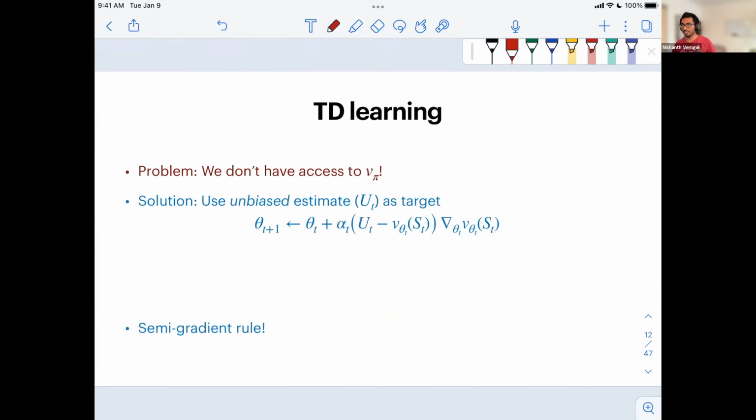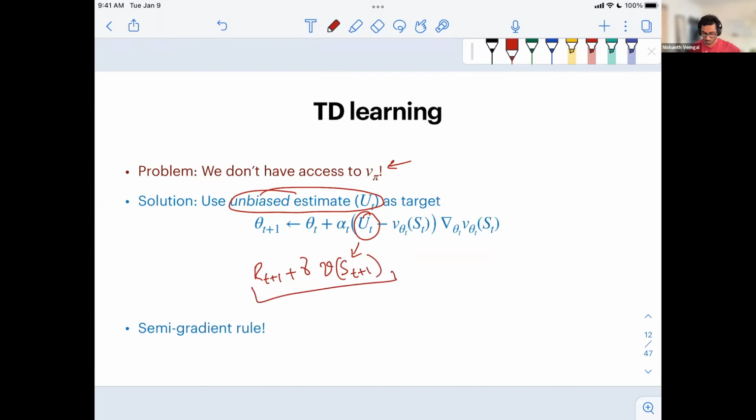That leads me to the next slide, which is: we don't have access to V pi, as I said, but we want to estimate our values to get closer to V pi. So a solution for this is to use an unbiased estimate UT as the target. Our update rule would become the same as before, except in place of V pi of S, we have UT. And this UT can be R(t+1) plus gamma V of S(t+1). This is what we typically use in TD0, or the TD learning rule.